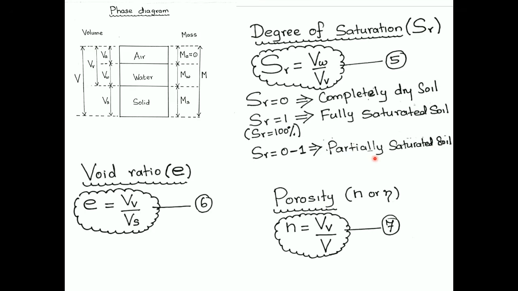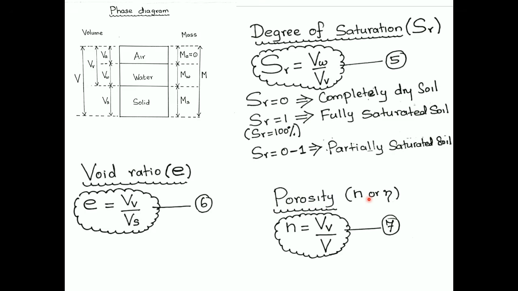Okay. Next one, void ratio e. Void ratio e is equal to volume of voids over volume of solid. Equation number 6.